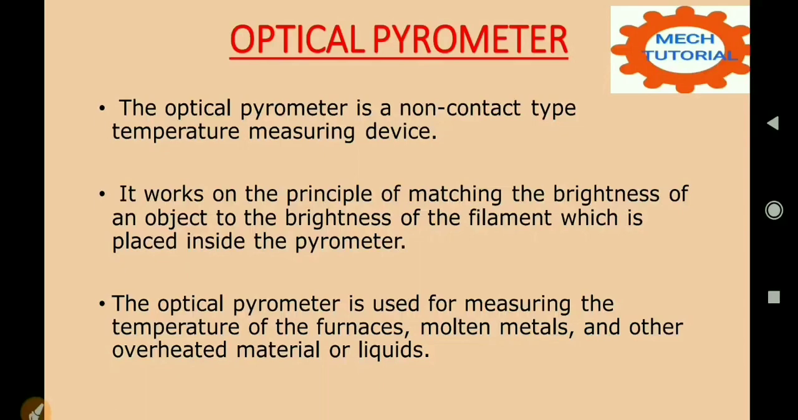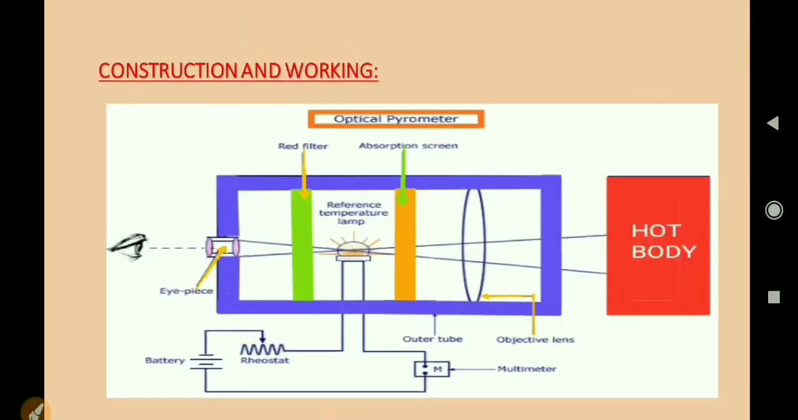An optical pyrometer is nothing but a temperature measuring device, and it is a non-contact type. These optical pyrometers are used for measuring the temperature of furnaces, molten metal as well as overheated materials. It works on the principle of matching the brightness of an object to the brightness of a filament which is placed inside the pyrometer. This is the basic principle of the optical pyrometer.